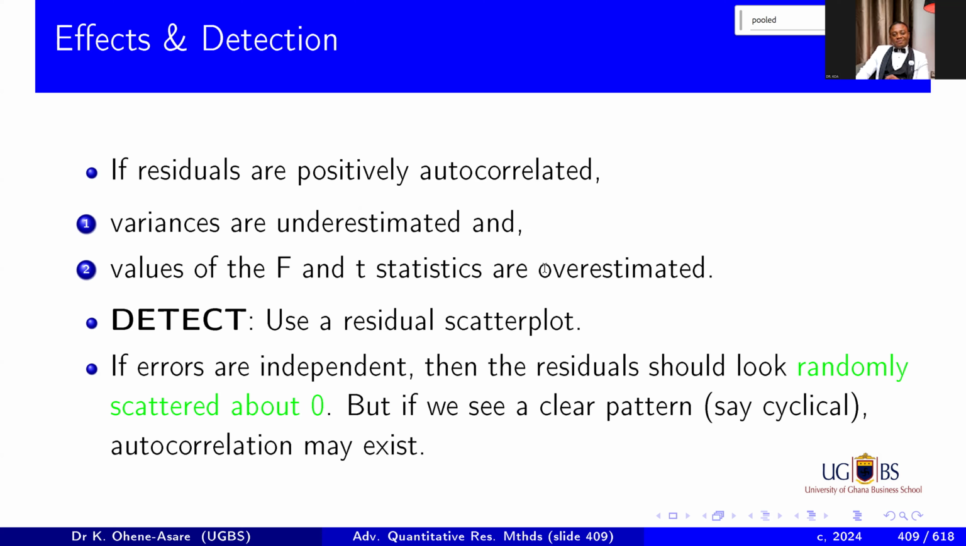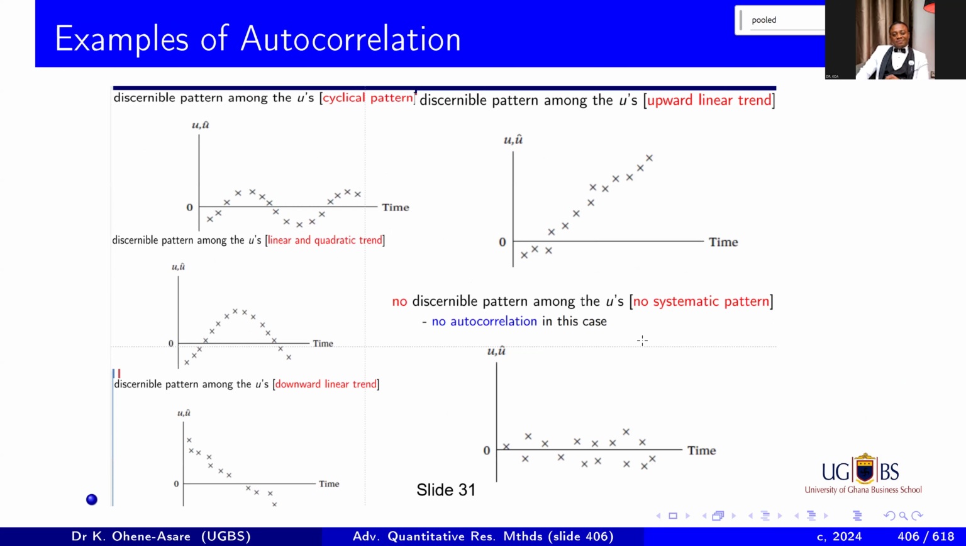One easy way is to use a residual scatter plot. So scatter plot the residuals. And then how do you detect it graphically? Well, if the errors are independent, that is, if there is no autocorrelation, then you will notice that the residuals should look randomly scattered around the 0. That's a clue. Remember this one here?